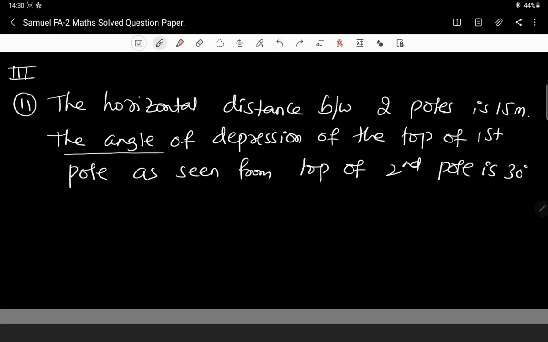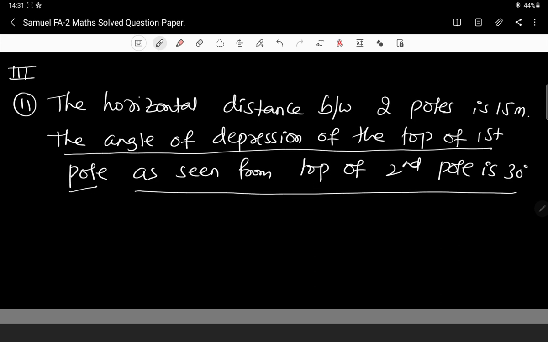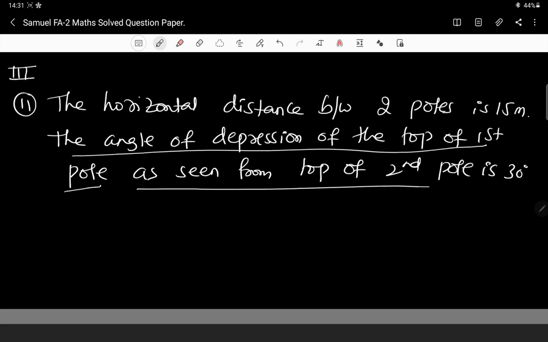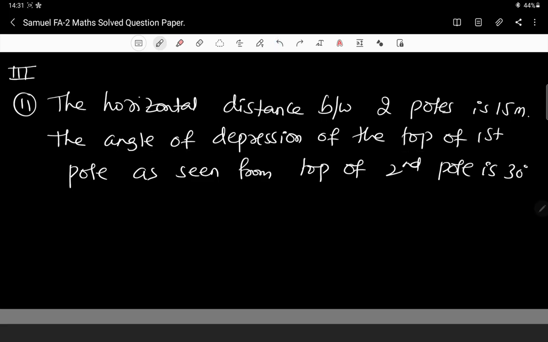Then afterwards, the angle of depression of the top of first pole. That means we are watching the first pole as seen from top of second pole, that means the second pole is a little longer. From the top of the second pole, we are observing the top of the first pole. That's what they are saying, and the angle of depression is 30 degree. Please try to observe this question one more time. From the second pole, we are seeing the top of the first pole. That is mentioned, and that angle of depression is 30 degree.